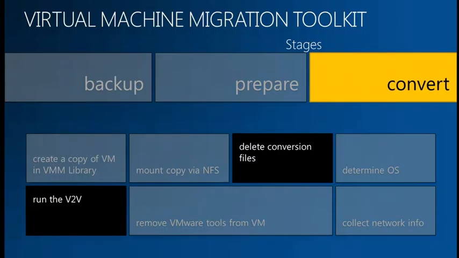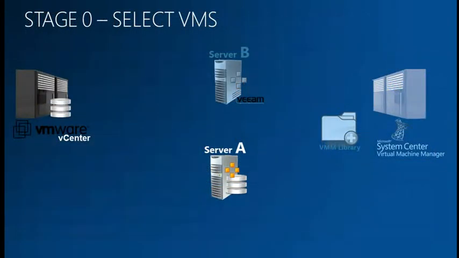And then we just clean up after ourselves. All the stuff that was created in the process, the stuff that's in the VMM library, we clean out all of that. When we're done, you should have two VMs: the source, which has never been modified, and this new copy that's in Hyper-V. So that's the high level of the stages, and we'll dig a little bit deeper into how this works.